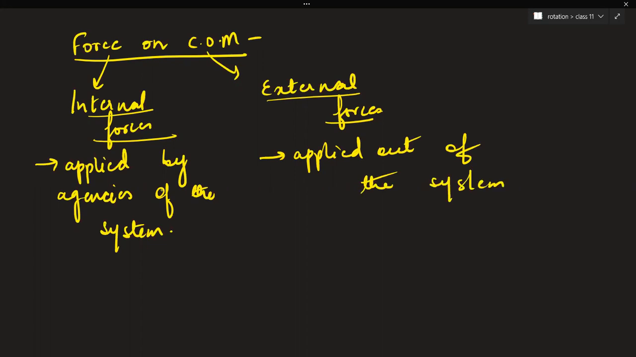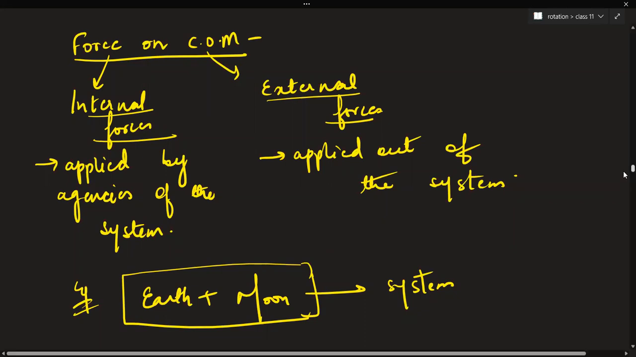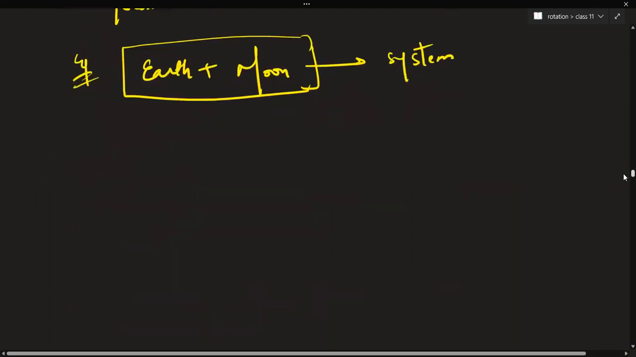But what is your system? Are we just saying solar system as a system? No, any object, anything that you're considering at that time. For example, right now, I'm just talking about Earth plus Moon. That's it. So Earth plus Moon becomes my system right now. And everything present in this universe, apart from this Earth and Moon, will become external for me right now, because I am considering Earth and Moon only.